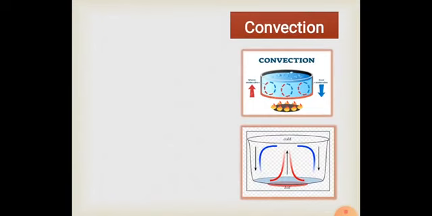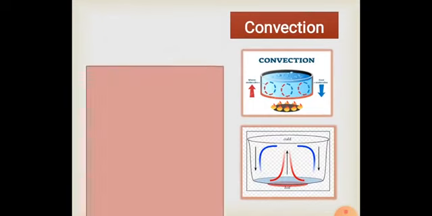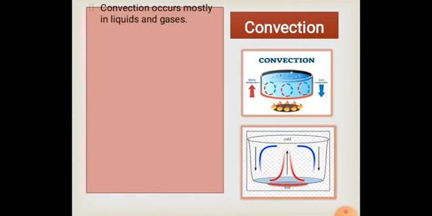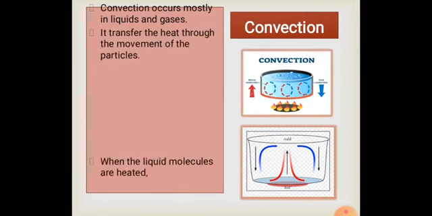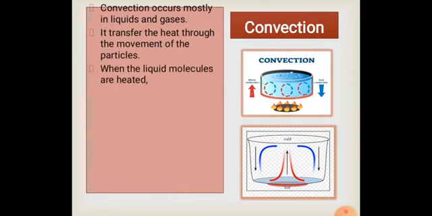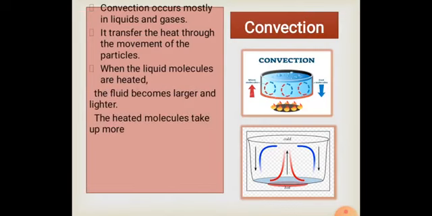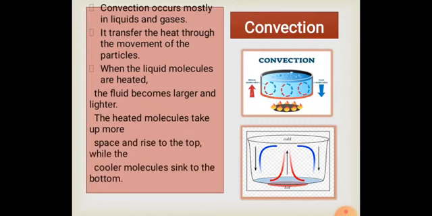Now, convection. Convection occurs mostly in liquids and gases. It transfers the heat through the movement of particles. When the liquid molecules are heated, the fluid becomes larger and lighter. The hot molecules take up more space and rise to the top, while the cooler molecules sink to the bottom.